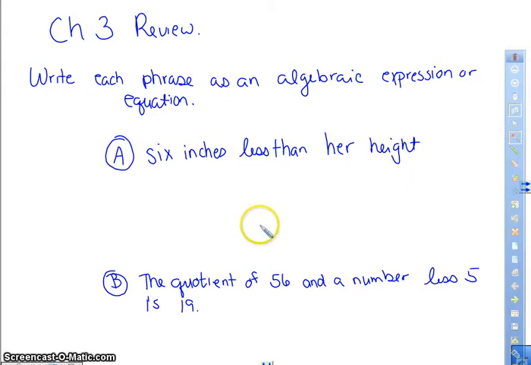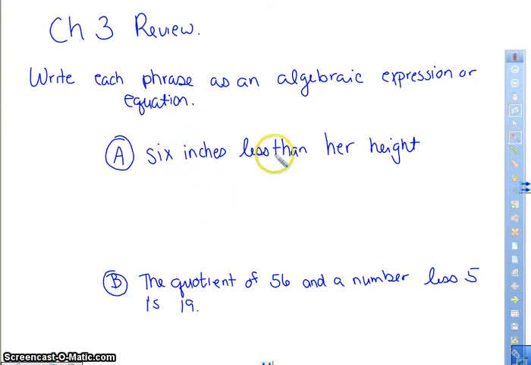So we're going to start out with writing phrases as algebraic expressions or equations. Remember, expressions have no equal signs in them, and equations do. So you're looking for the word is, results in, equal to when you're having an equation.